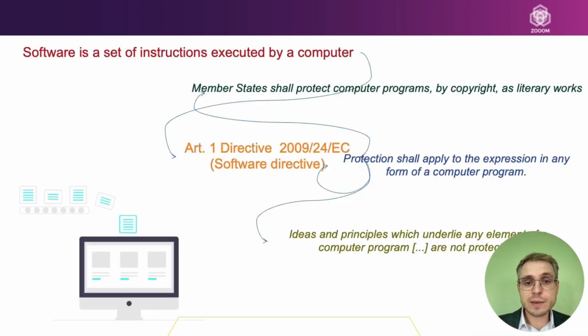Now, software as a set of instructions executed by a computer is an object that is protected by copyright law under the heading of computer programs and, by extension, the heading of literary works. In European copyright law, this is harmonized by the Software Directive of 2009, which offers protection to the expression in any form of a computer program. But importantly, ideas and principles which underlie any element of the computer program are typically not protected.